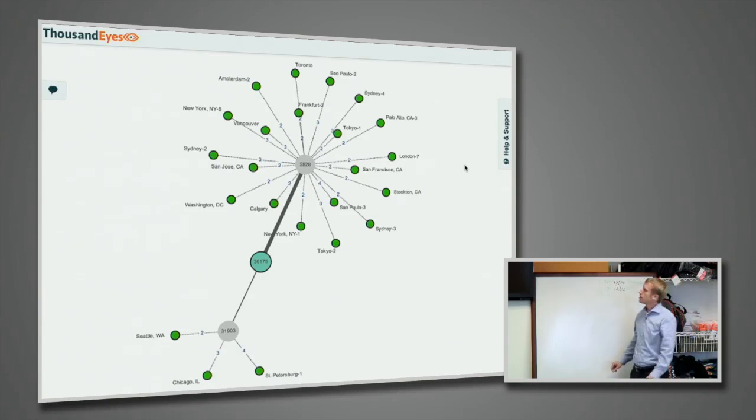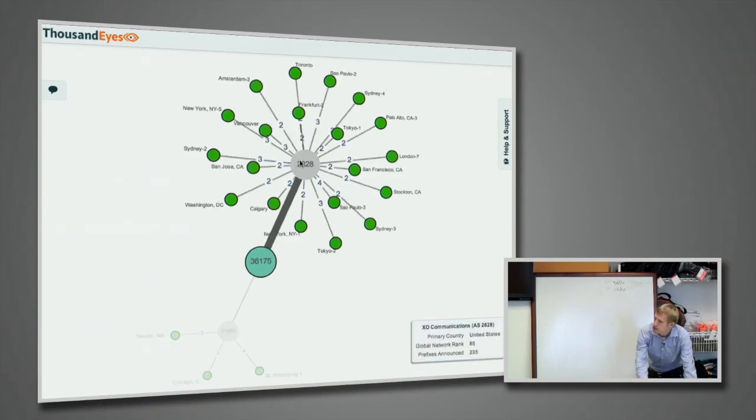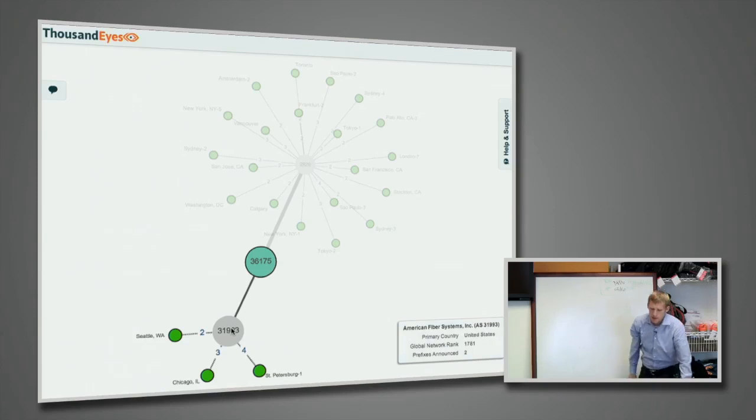Okay. So we have routers that are forwarding to the data sets that we're leveraging, and those are the country label locations or city label locations, so Sydney, for example. And then we have the transit providers in gray. So the XO Communications 2828, myfamily.com 36175, and American Fiber Systems is 31993.